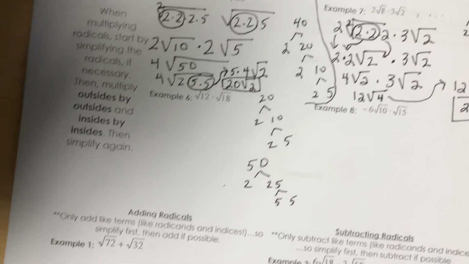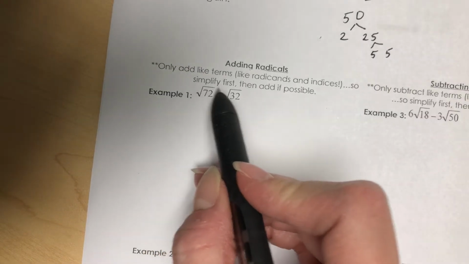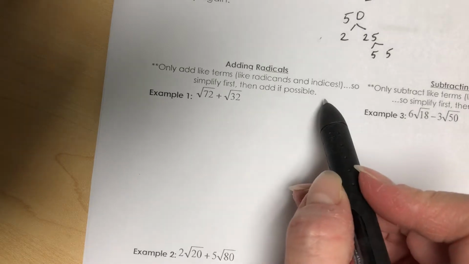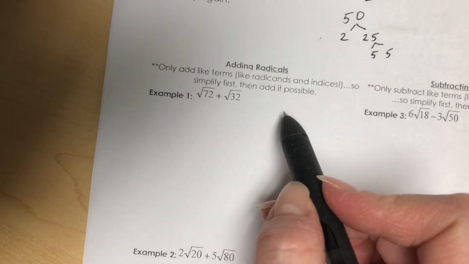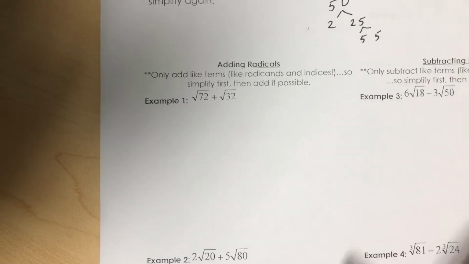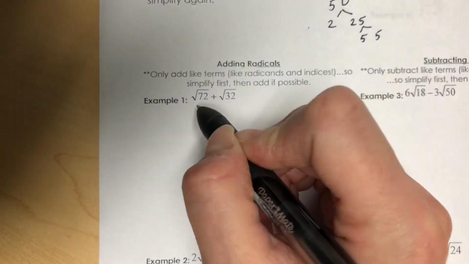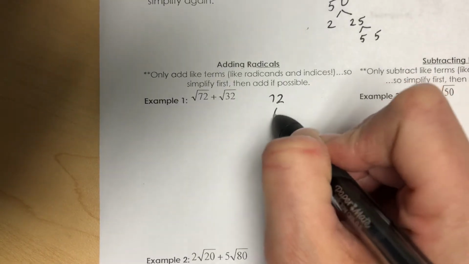Okay, let's look at adding radicals. Only add like terms, like radicands and indices. So simplify first and then add if possible. That might not make perfect sense at first, so let's just simplify first, like we've just been doing. Do a factor tree for 72.